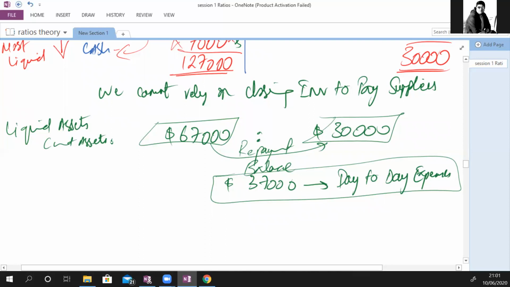अब day-to-day expenses के लिए can I rely on inventory? No. We cannot rely on closing inventory. We cannot rely on closing inventory to pay payables and day-to-day expenses. We need to have some liquid assets.